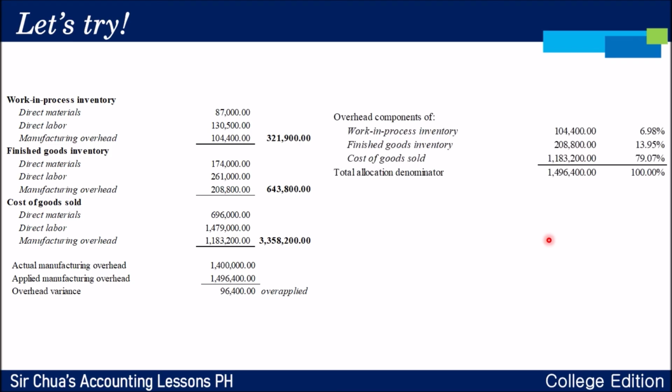The first thing is you get all of the overhead components of work in process, finished goods, and cost of goods sold. Okay, so for your work in process, it's 104,400. Finished goods is 208,800, and cost of goods sold is 1,183,200. Get the percentages. Paano po kunin yung percentages? 104,400 divided by 1,496,400, that's 6.98%. And then for finished goods po is 208,800 divided by 1,496,400, 13.95%. And then 1,183,200 divided by 1,496,400 is 79.07%.